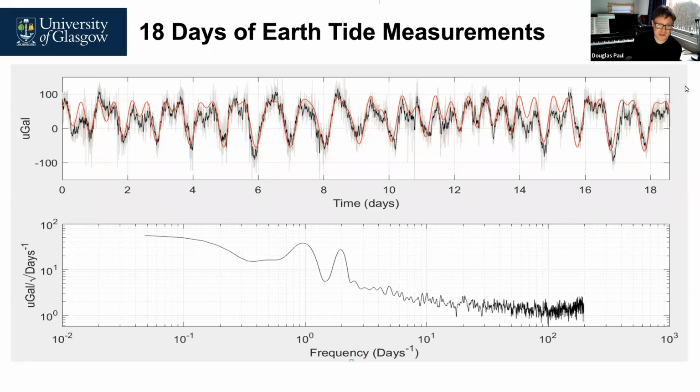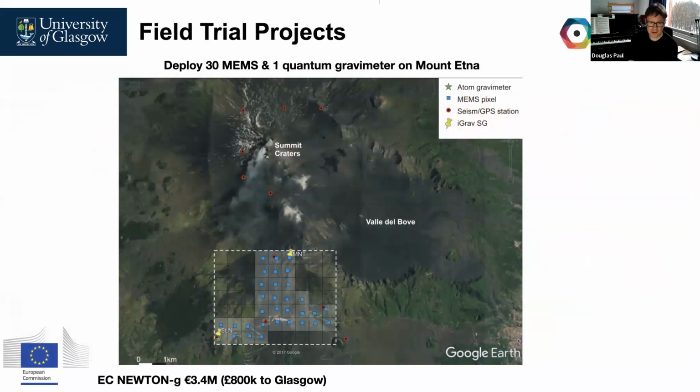Well, what are we wanting to do with these sensors? Well, in fact, one of those sensors has already gone to Mount Etna. And what we're trying to do is put a whole array of these gravity sensors on the side of Mount Etna, and then try and see if we can image the magma moving around under the volcano. And can we actually determine when the volcano is about to erupt?